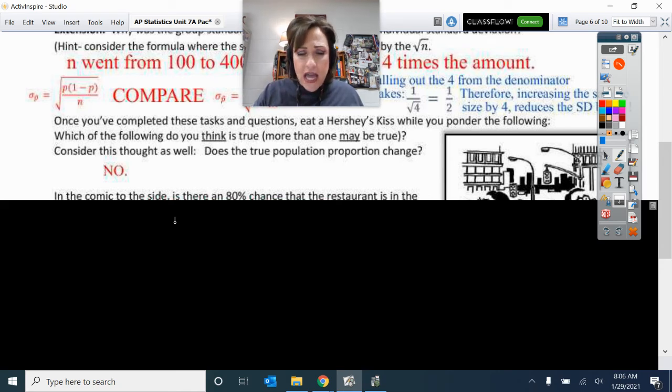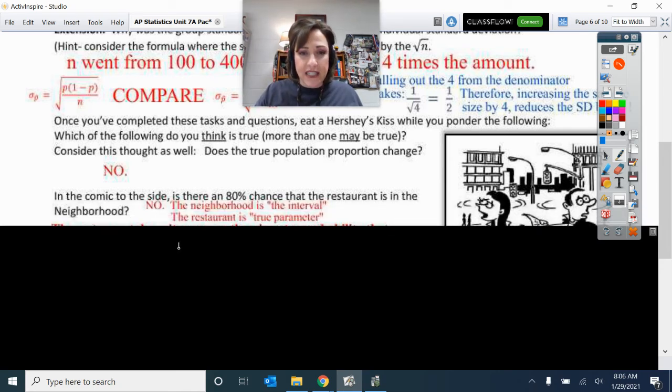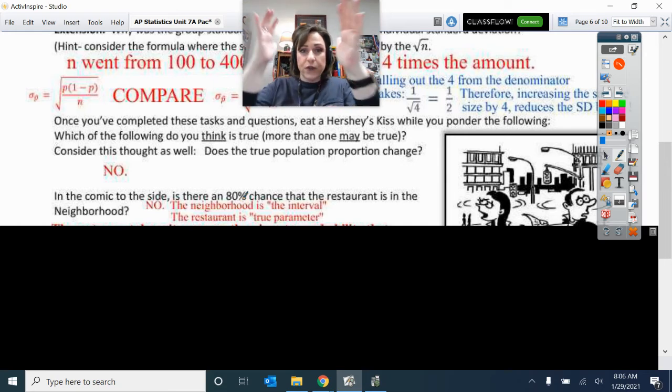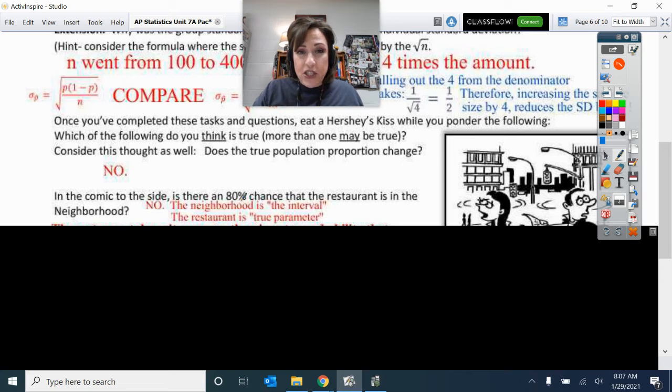No, there is not an 80% chance that the restaurant is in the neighborhood. So let's consider this analogy. Think of the neighborhoods, all the different varying neighborhoods in the area, as your intervals. Okay, the neighborhoods are your intervals. And think of that restaurant as that true parameter that you are trying to locate.